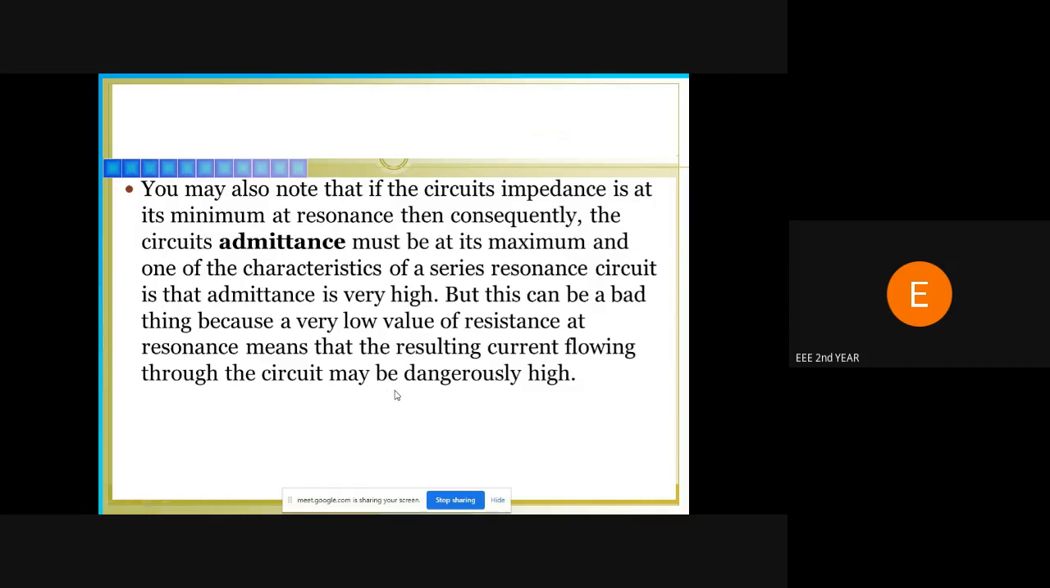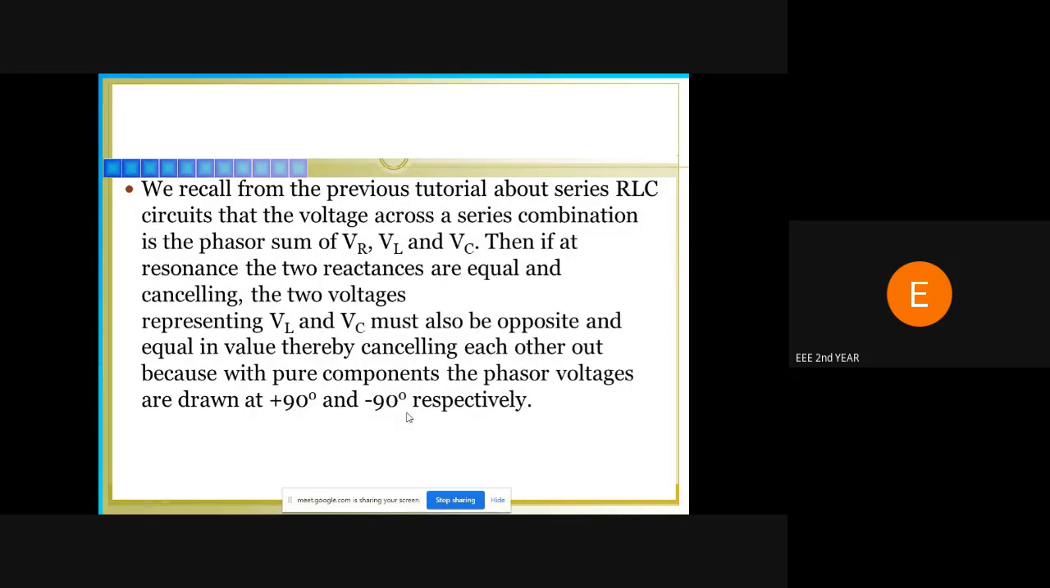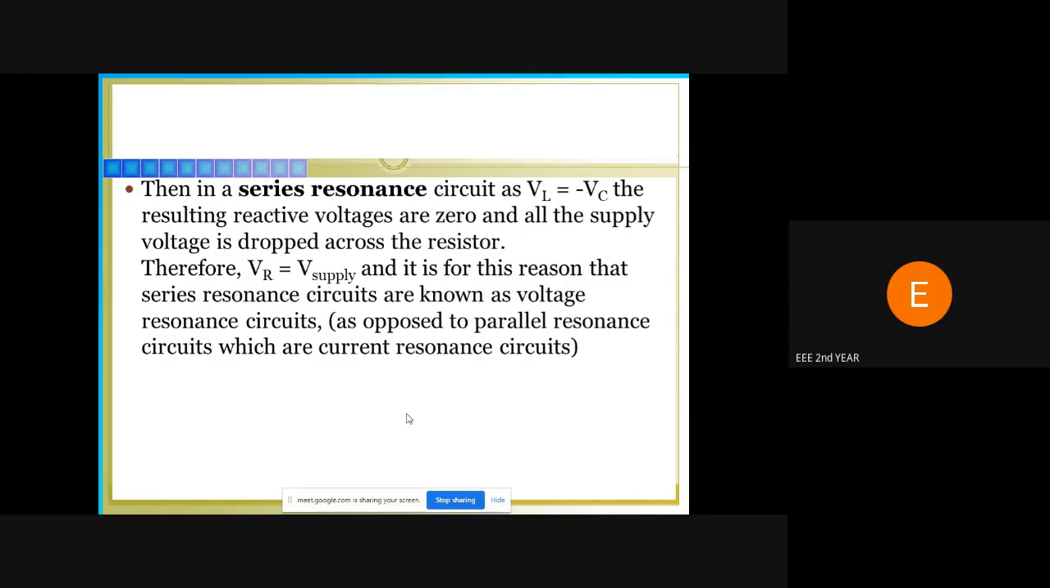In the previous series RLC circuit, the voltage across the series combination is VR, VL, VC. If resonance occurs, the two reactances are equal and cancel each other, so the two voltages VL, VC must also be opposite and equal in value, thereby cancelling each other, because the phasor voltages are taken as plus 90 degrees and minus 90 degrees respectively. So in the series resonance circuit VL is equal to minus VC. This is one important thing you have to note: VL is equal to minus VC.